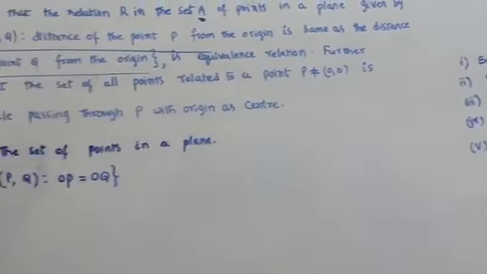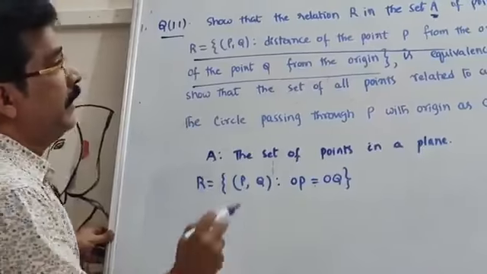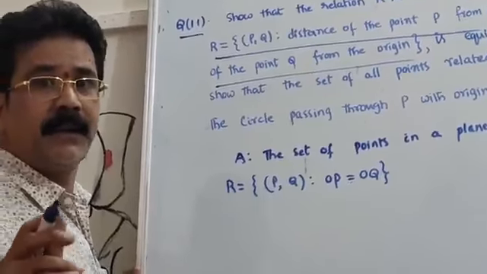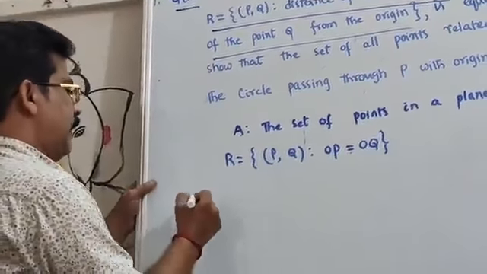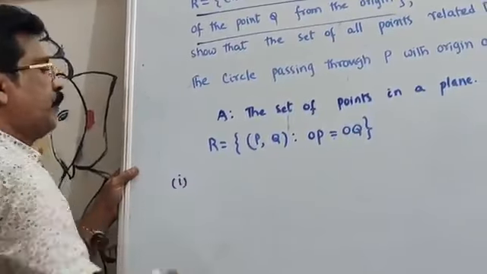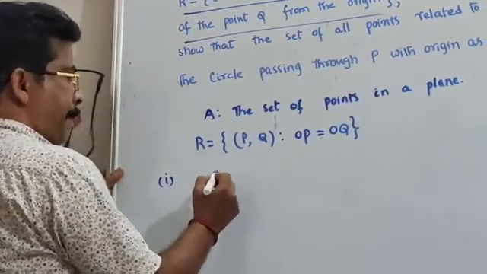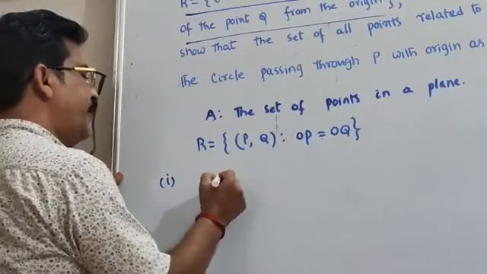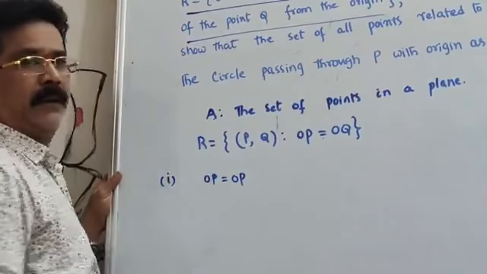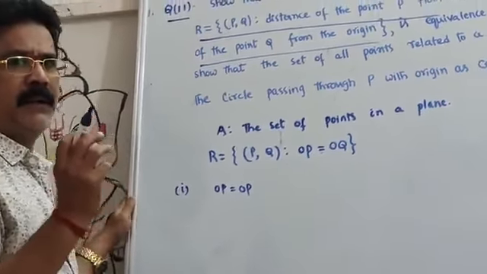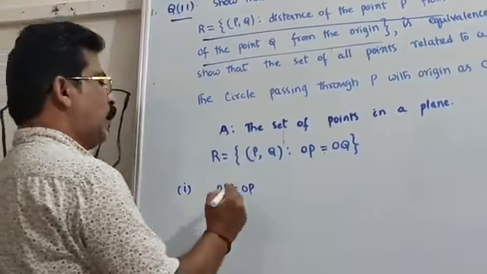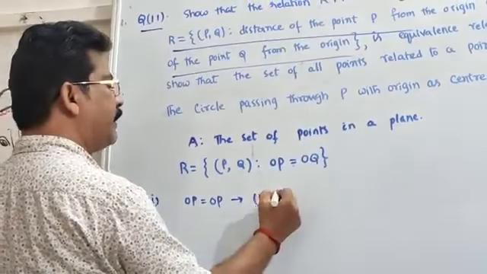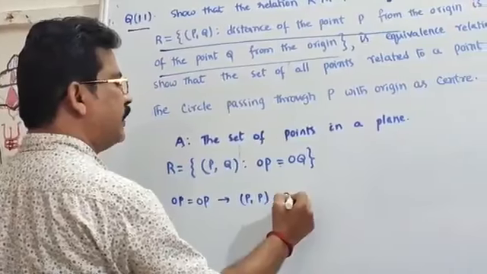Okay, now we are going to prove capital R is an equivalence relation. So first reflexive, second symmetric, and third transitive. First, reflexive, number 1. Reflexive means (P, P): I am telling that OP is equal to OP. It is true for all different positions of capital P. So it is true. So definitely (P, P) belongs to capital R.